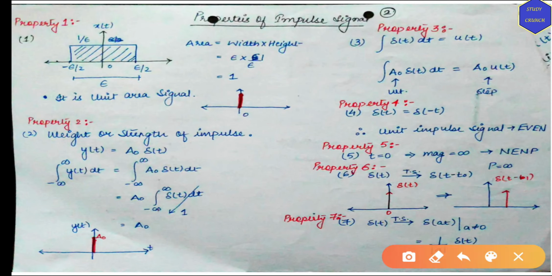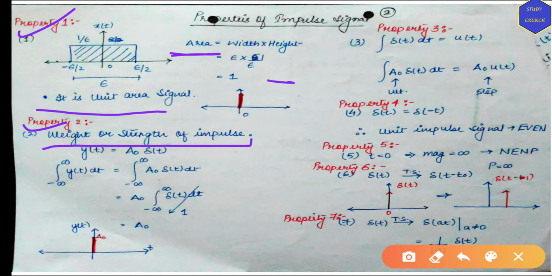Now we'll be looking at some properties of the impulse signal. The first property is that the area is equal to 1. So the area under the curve is equal to 1 when we solve for this. So it has a unit area, it is a unit area signal. Second property, the weight or the strength of the impulse is the amplitude. So if we have A naught as the amplitude of this signal, then the weight or the strength of the impulse signal is equal to A naught. Property third, if we integrate the delta signal, we'll be getting a step signal, that is u(t).